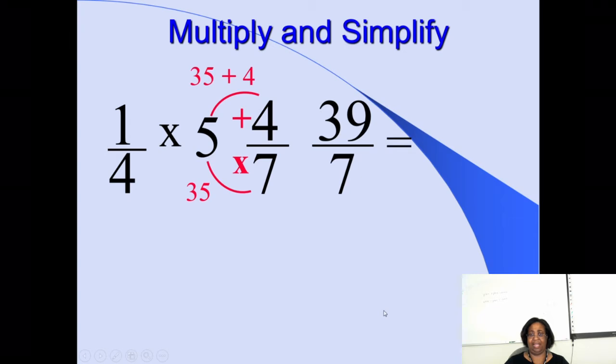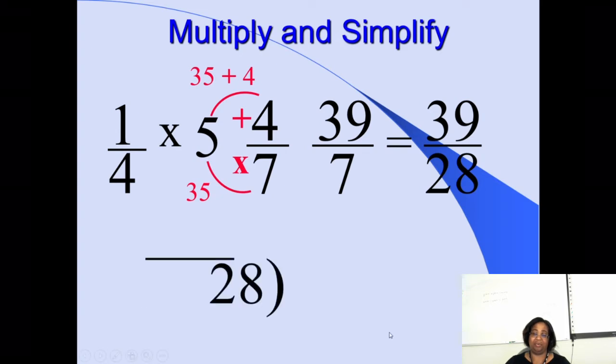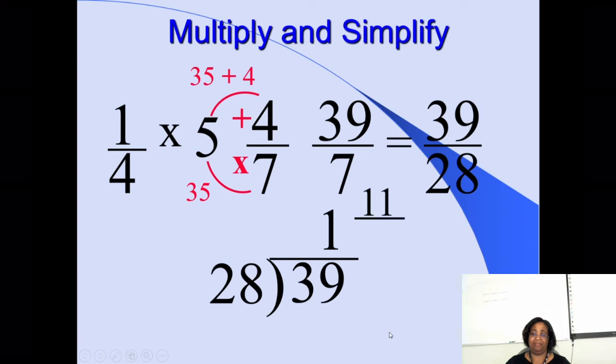And then I was not able to reduce anything, right? So I had to take 1 times 39 is 39, and I had to take 4 times 7 is 28 because I couldn't reduce anything. I couldn't cancel. So I have to make the 39 over 28 a mixed number because it's already improper. It goes in 1 time, and I have 11 left over for my remainder, and I keep the same denominator. So 1 and 11 over 28 should be your answer.